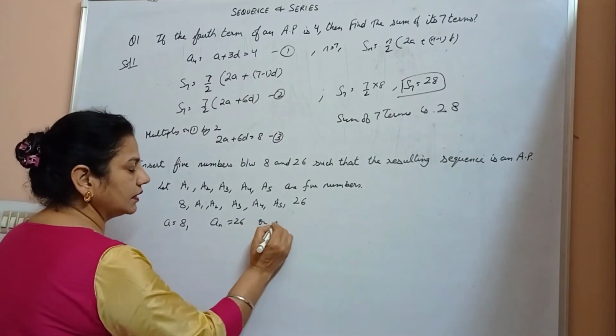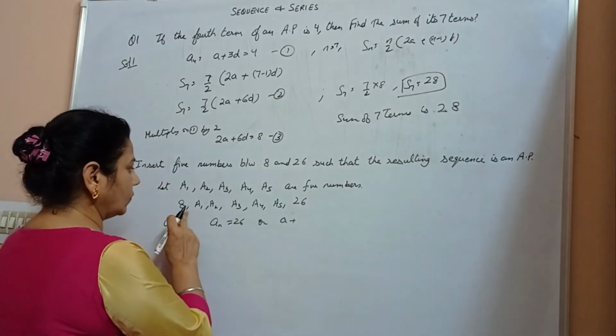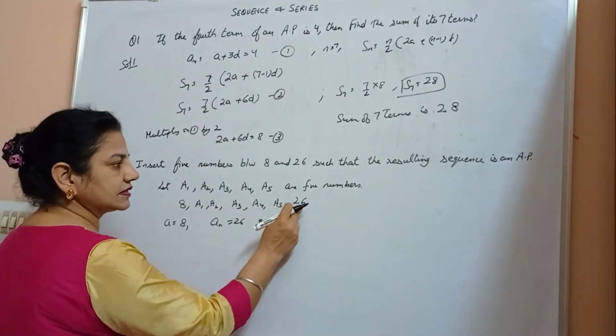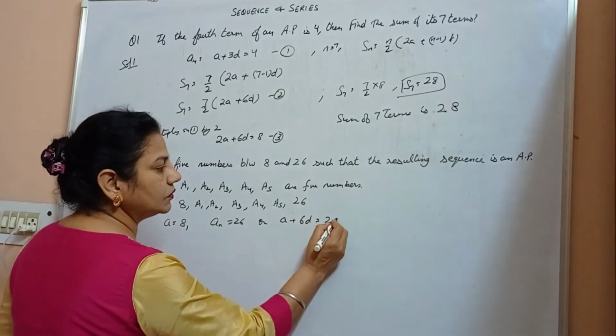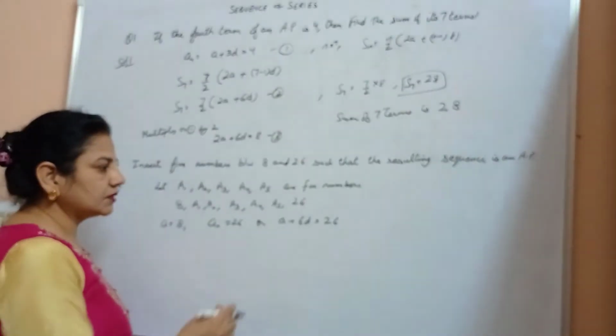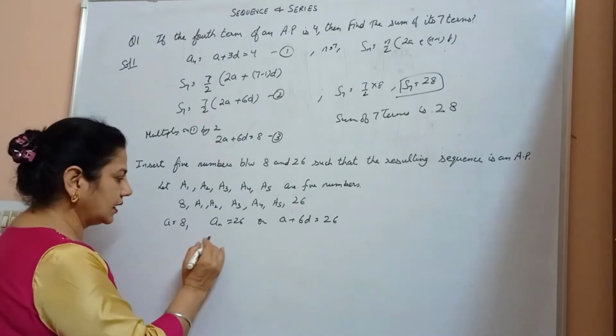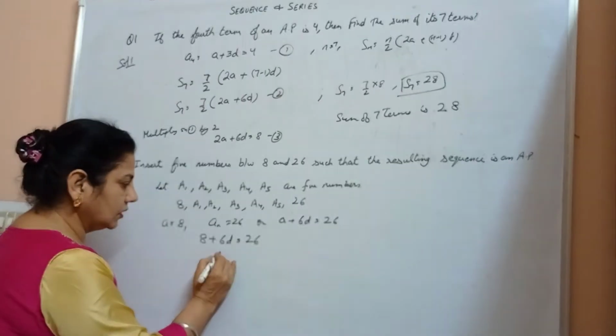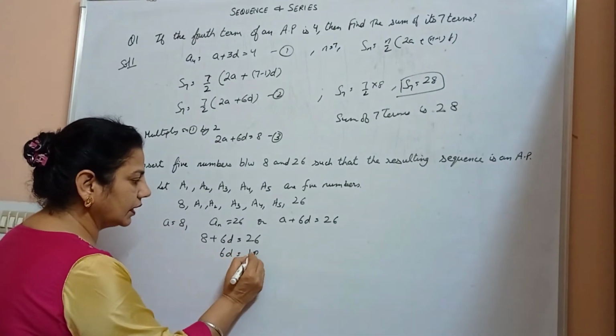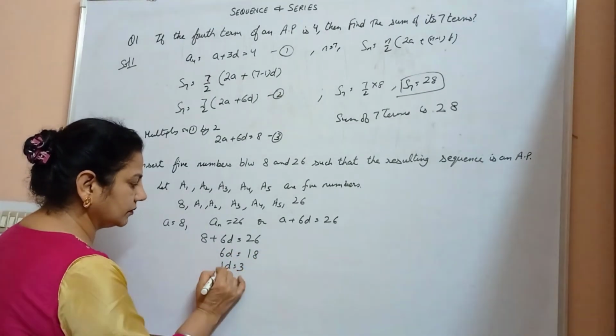Our first term is 8 and the last term is 26. There are 7 terms, so I can say a plus 6d is equal to 26. Substitute the value of a as 8 in this equation. I get 8 plus 6d is equal to 26. So 6d is equal to 18, d is equal to 3.